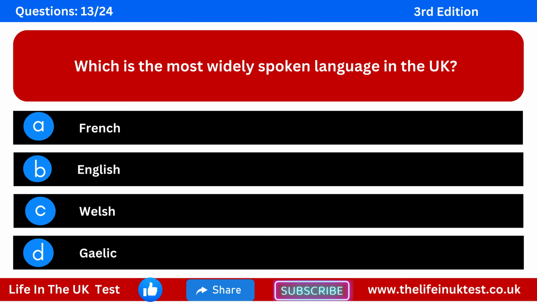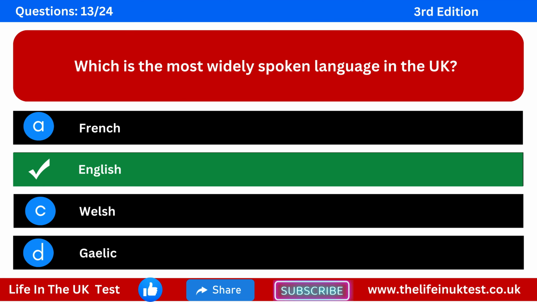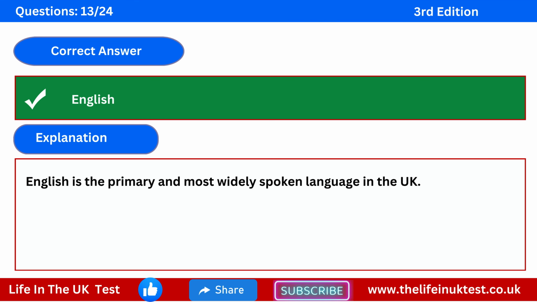Option A, French. Option B, English. Option C, Welsh. Option D, Gaelic. The correct answer is English. Explanation: English is the primary and most widely spoken language in the UK.